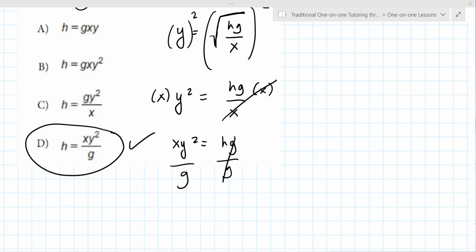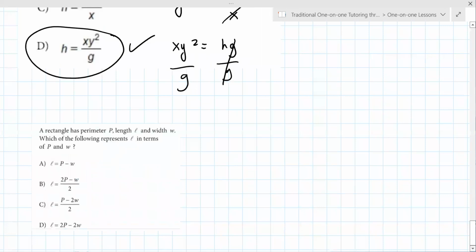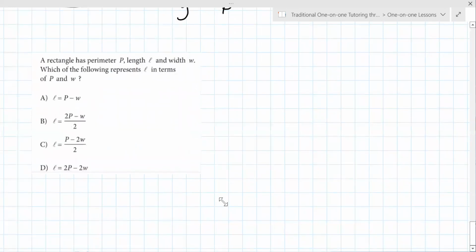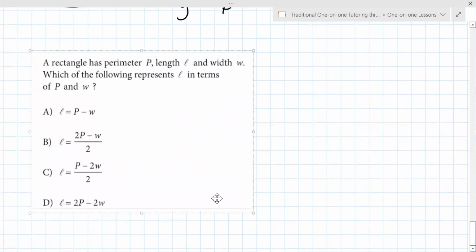All right. Let's look at one more here. Again, I'd like you to try solving this one on your own. I'll give you a couple minutes and I'll check back with you.